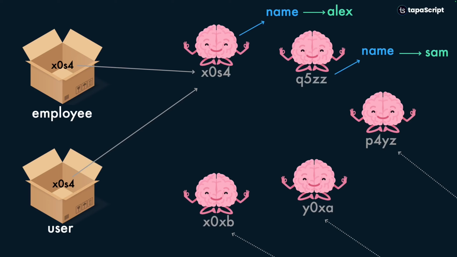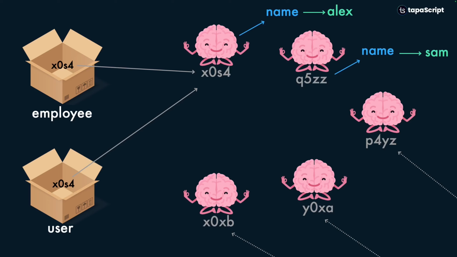One question though: what will happen to name Sam? What will happen to Q5ZZ? What will happen to that particular memory location? Now here there is a concept of garbage collection. Not only in JavaScript, in many popular languages garbage collection takes place wherever we deal with objects and something we store in the memory.